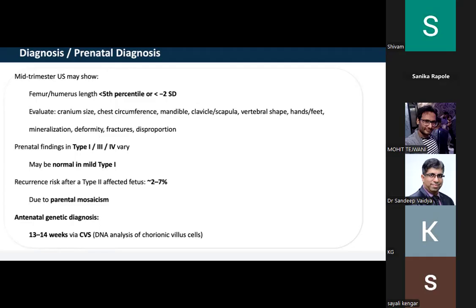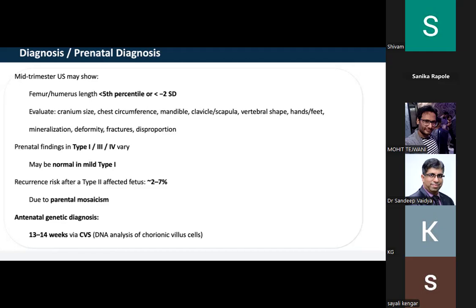Like the length of the femur being less than the fifth percentile. This is all a radiologist is going to tell us. Maybe the cranium, chest circumference, mandible, clavicle, and scapula are smaller in size. They have mineralization defects, deformities, and disproportion in the sizes of the skeleton versus the head and the abdomen. These findings are variable in types 1, 3, 4. Type 1 is more or less going to look normal.